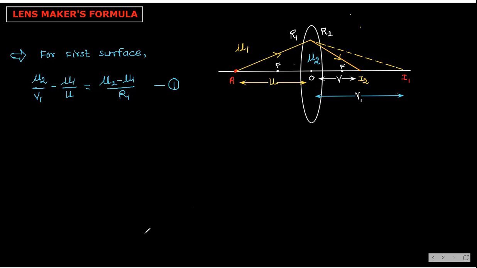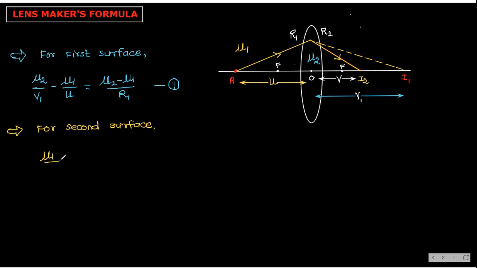Now similarly, you see here, for the second surface, whose radius is r2, your object distance is v1, because this I1, the image you got due to first refraction, is behaving as an object for this curved part, and then you will get image I2.